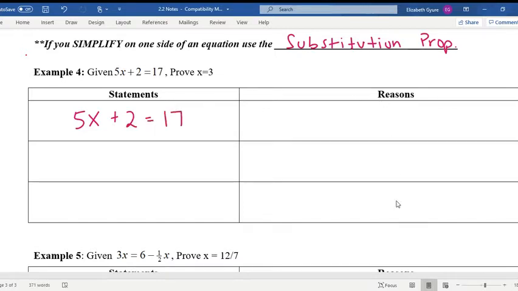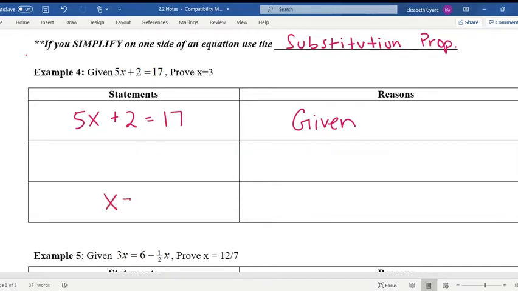Now our reasons are justifications. Now, what's our reason that this was the equation we're dealing with? Because we were told to. That is what we were given. So our first statement is always our given. Why? What's our reason? It is simply that it was given to us. And then our last statement is always where we're trying to end up in our proof.